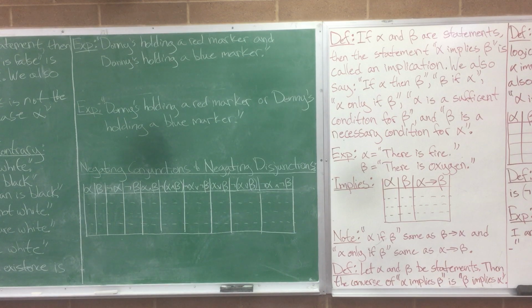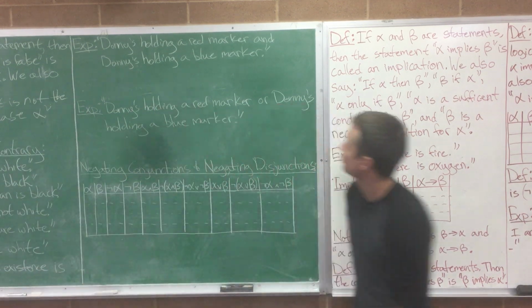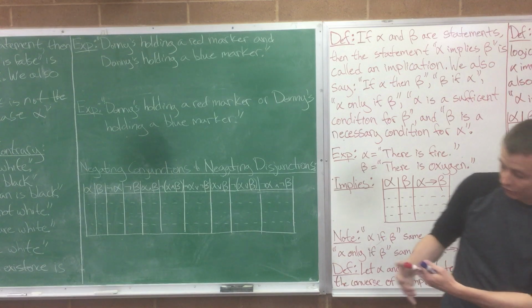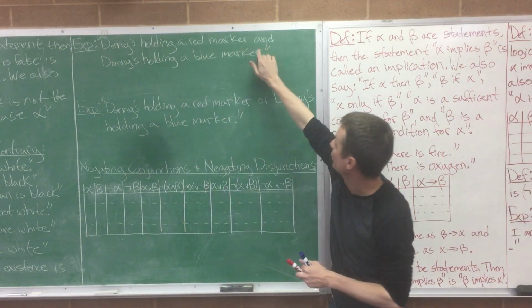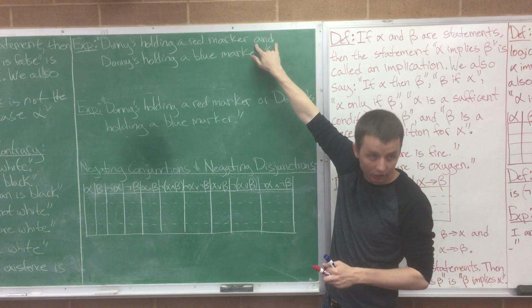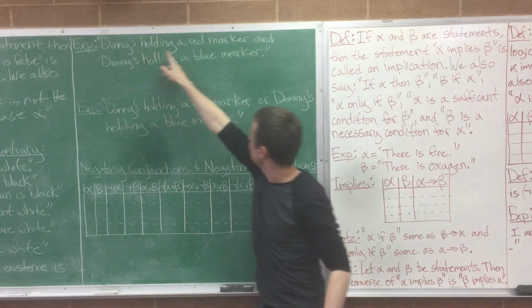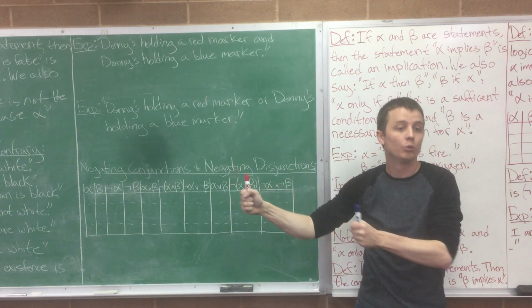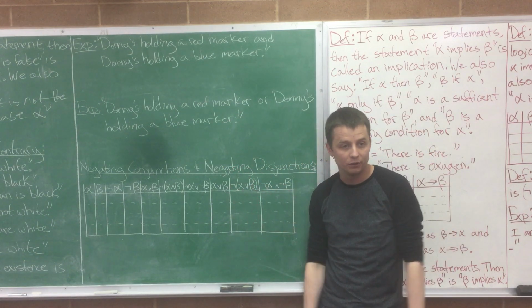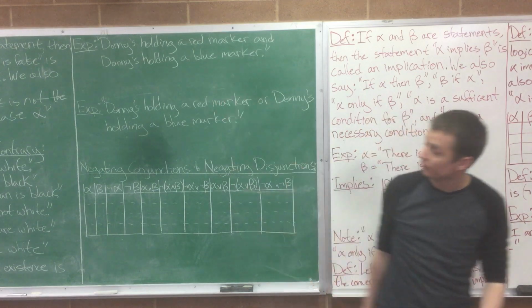Okay, so I've got some examples here, and now I want you guys to try and come up with the contradictory statements. Those of you who have done discrete math, do not give answers. I'm looking for the contradiction of this statement, and notice now we're taking the contradiction of a conjunction. So we've got Donnie's holding a red marker, and Donnie's holding a blue marker. What would be the contradiction of this statement?